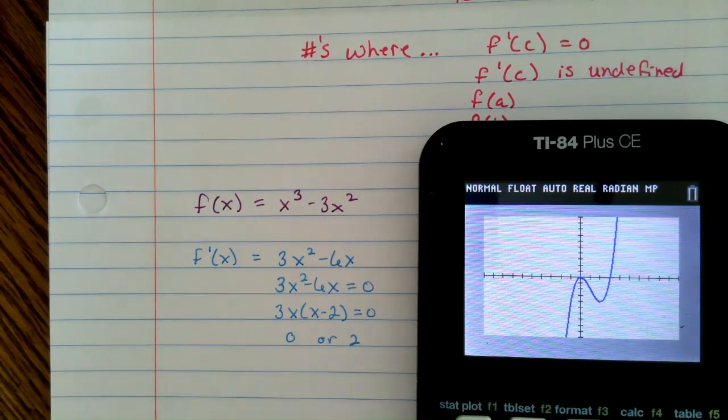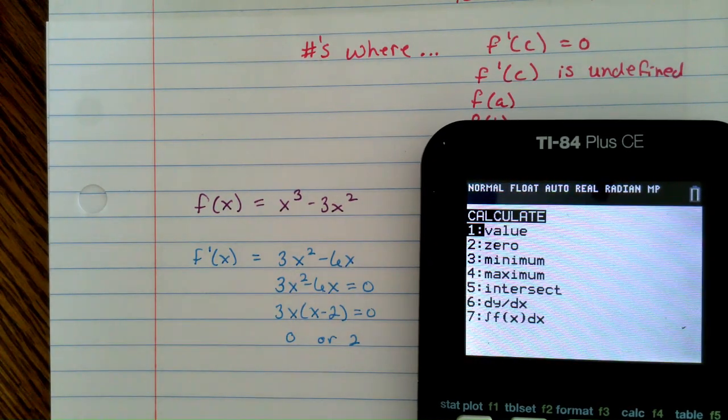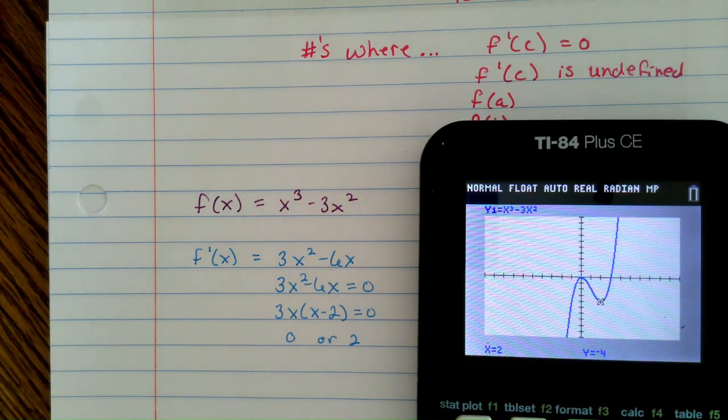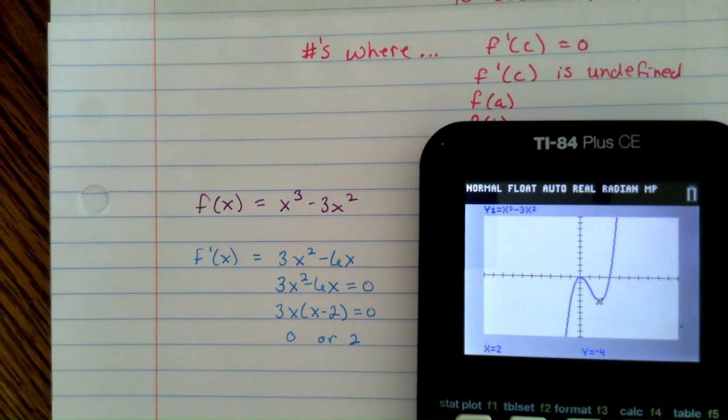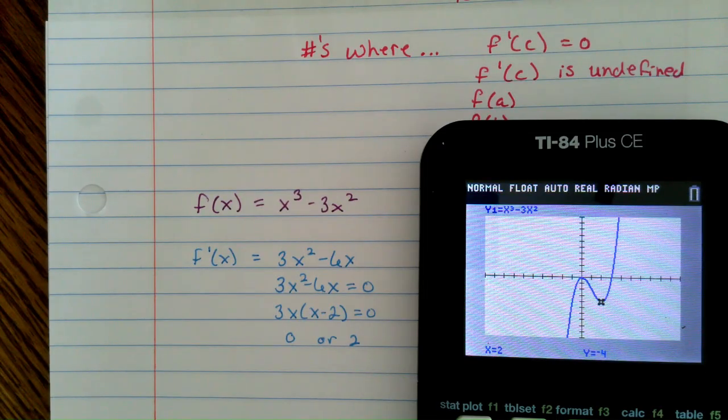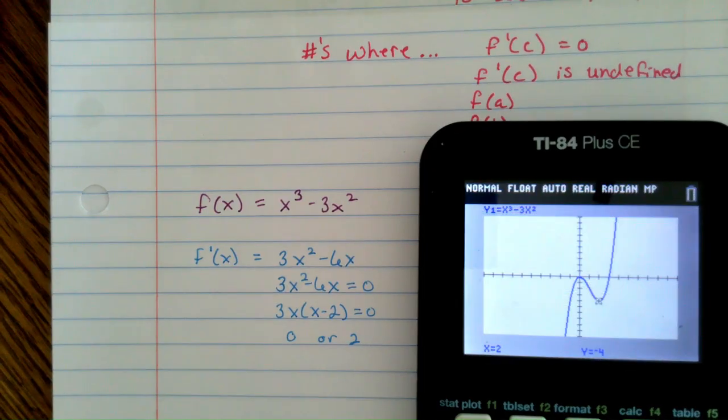And we can clearly see that, yes, we were correct. See how that makes that minimum? So instead of using graphing technology, we can now use our derivatives to find out where those switches happen, which is a really powerful tool.